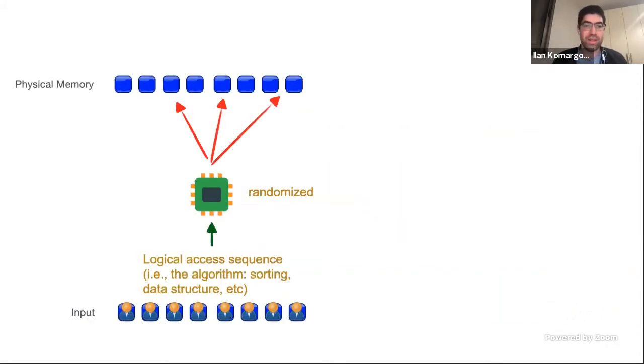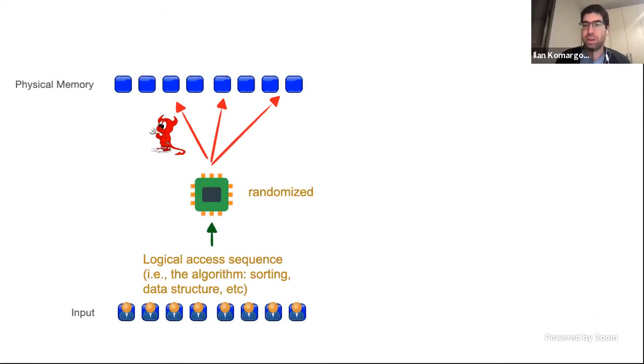So let's first talk about the setting or the model. The setting consists of a CPU. It's this green box in the middle of the screen. The CPU can be randomized. It has a source of randomness. And the input for the CPU is a sequence of logical accesses. It could be any algorithm that you run or any data structure that you execute. You can just translate it to a sequence of inputs to your RAM. The CPU gets those logical accesses and translates them into physical accesses. And the attacker is viewing those. He tries to learn something about your input.